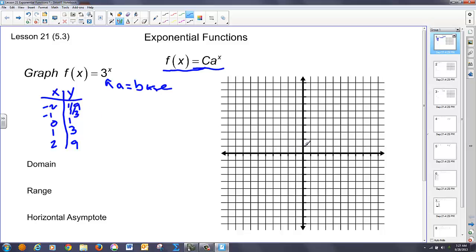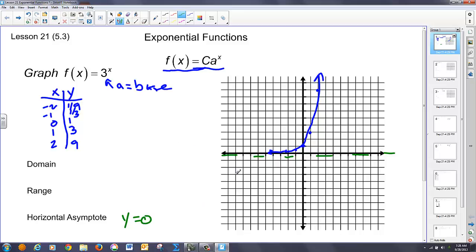So if I go ahead and graph those, here's (0, 1), (1, 3), (2, 9), (-1, 1/3), (-2, 1/9). So you can see this exponential function rises quite quickly, like so. And it levels out. What power of a positive number will ever equal a negative number? None. So what happens in all of these exponentials is we're going to get some horizontal asymptote. And in this case, our asymptote is at y equals 0.